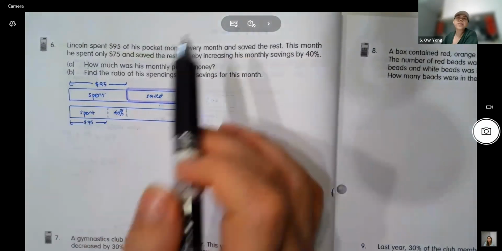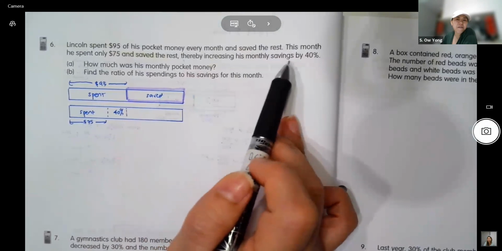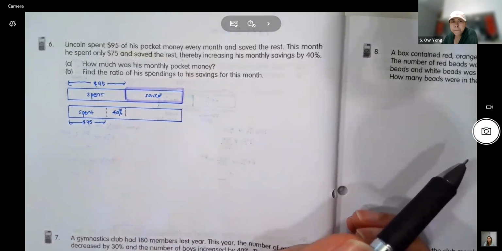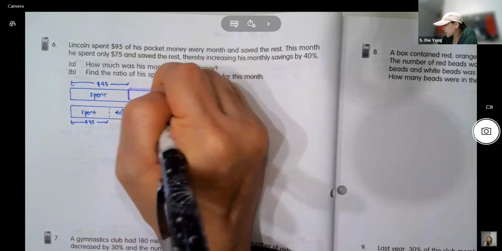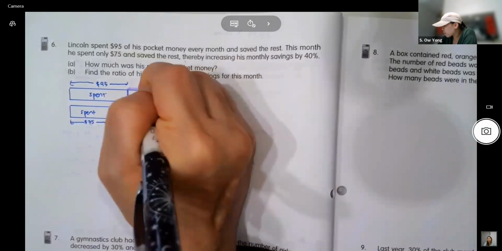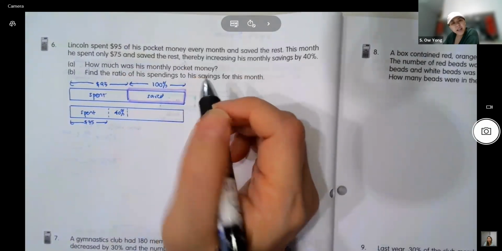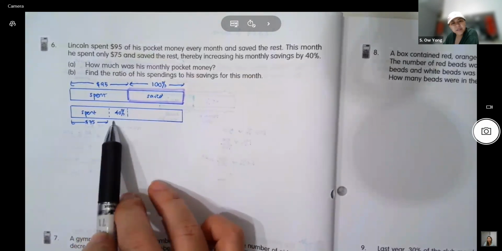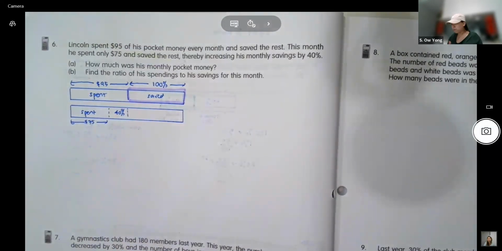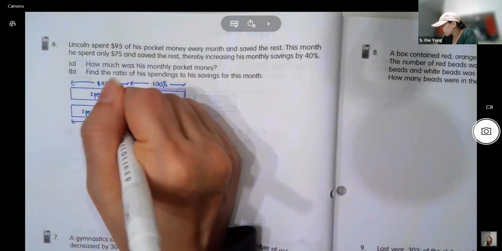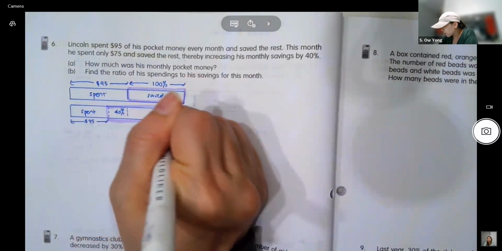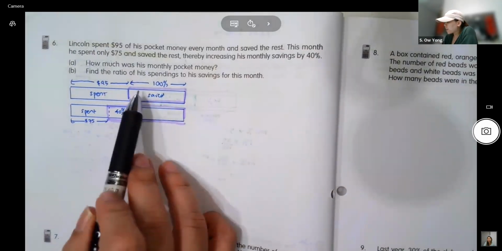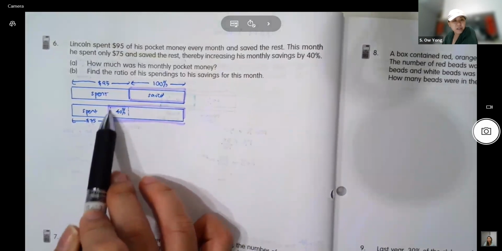Okay, so when they say savings increase by 40%, so who is your 100%? Yeah, you are actually comparing to the savings of 100%. So this is the 100%. You increase the saving by 40%. So now you realize that your purple become longer. Your savings become longer, because you expect your savings 100% here right now increase by 40%.